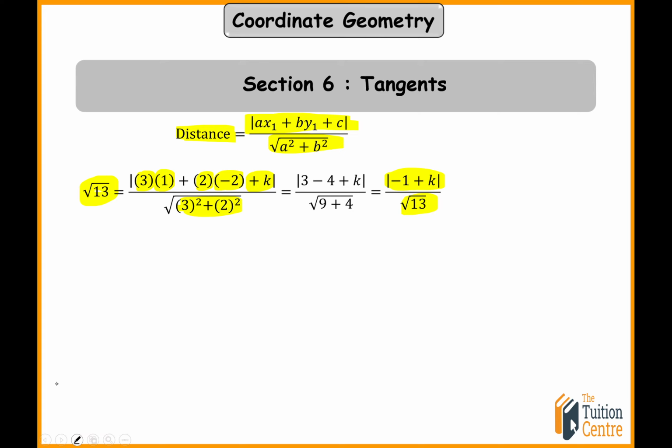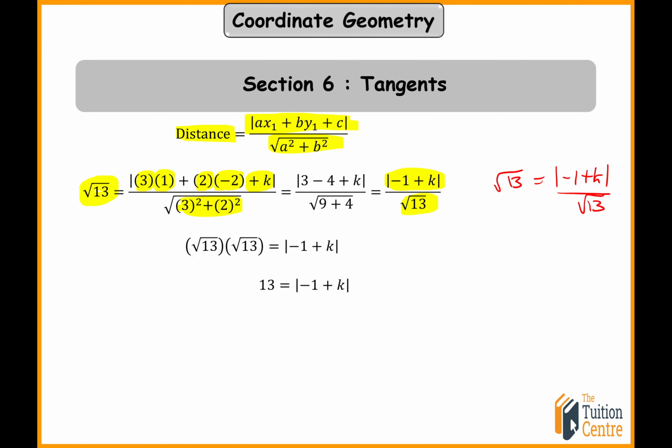So what do we have here? When we simplify it down, we got root 13 equals the modulus of minus 1 plus k over root 13. Multiply both sides by the root 13, and we get 13 is equal to the modulus of minus 1 plus k. Again, we're going to take our plus or minus case method. You can square both sides and work it out fine, just a little bit longer. The plus minus case for dealing with modulus makes it nice and quick. You get k equals 14 and k equals minus 12.